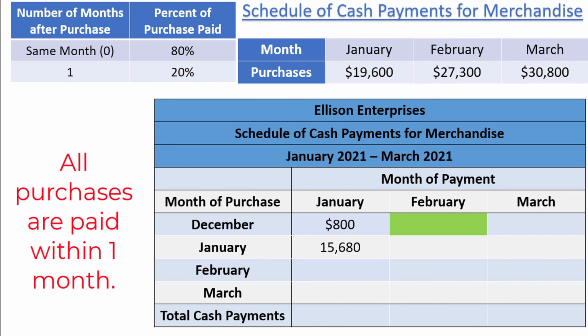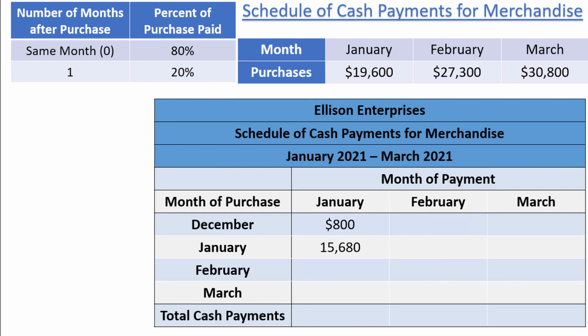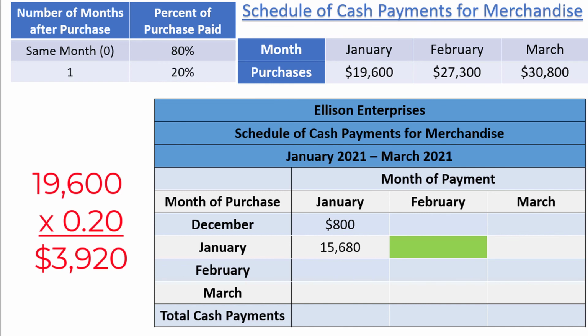For February, we will start with the December purchases paid in February. Since all purchases are paid for within 1 month of purchase, and February is 2 months after December, we can leave this cell blank. For January purchases paid in February, there is a 1-month difference, meaning that 20% of the $19,600 January purchases should be paid, which is $3,920.